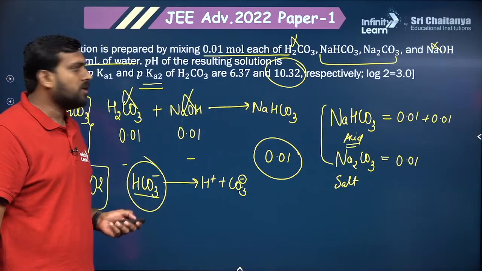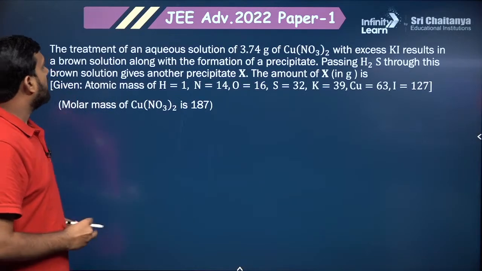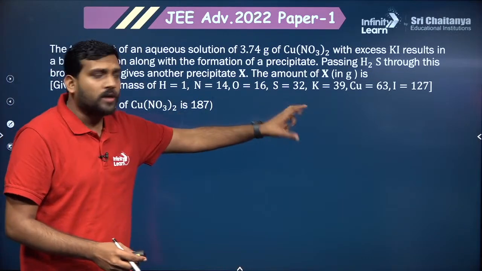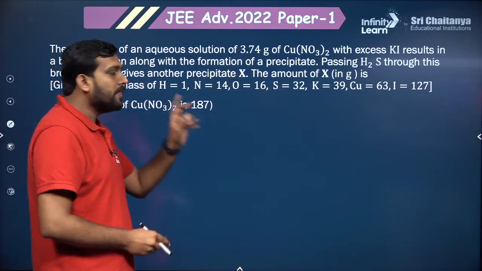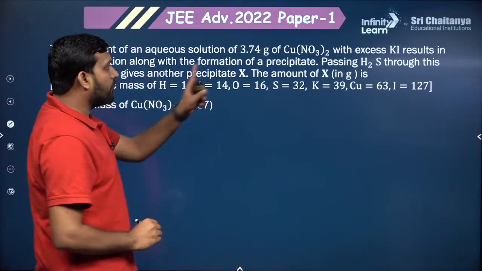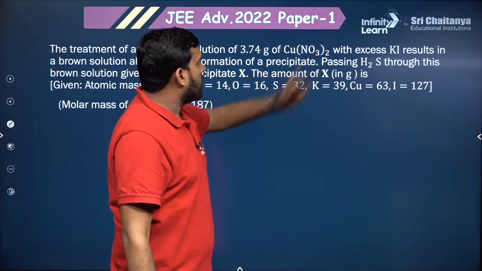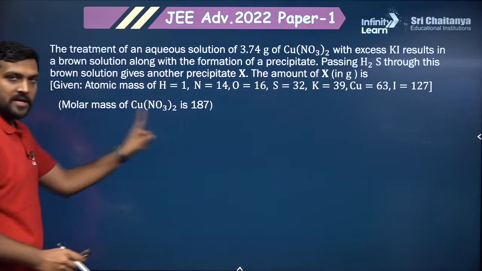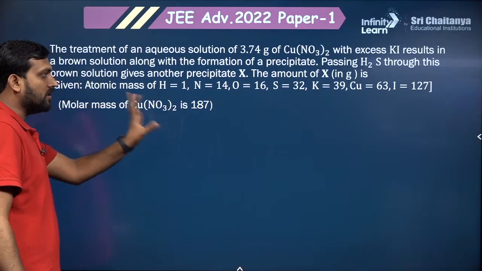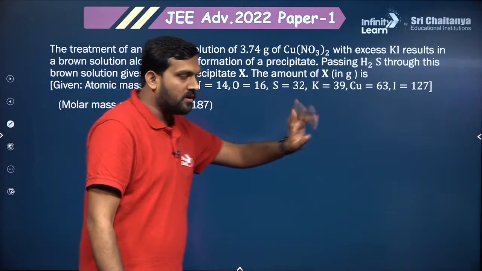Going to the next question. So this is the next question, and this question is a very good application of p-block along with stoichiometry, okay. The question is: the treatment of an aqueous solution of copper nitrate, Cu(NO3)2, okay. This data is not given in the question actually, the molar mass of copper nitrate, I have kept that in the slide for easier calculations, okay. You can do that by using this data which was provided.